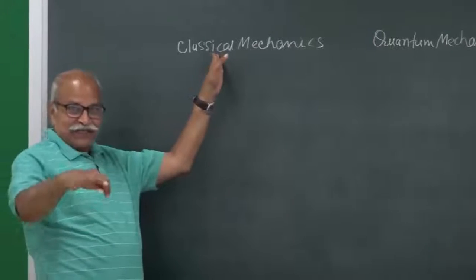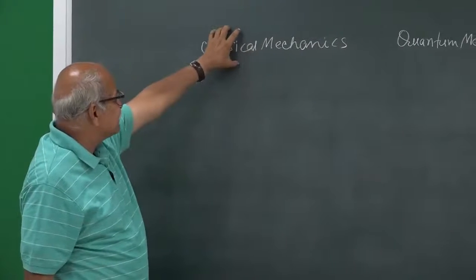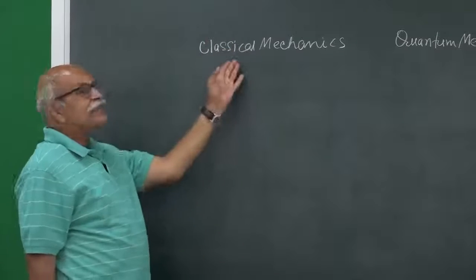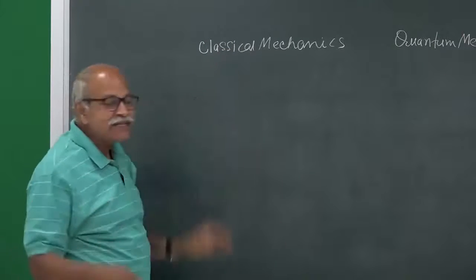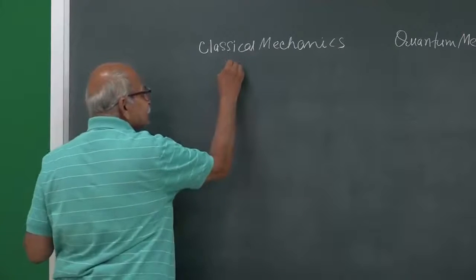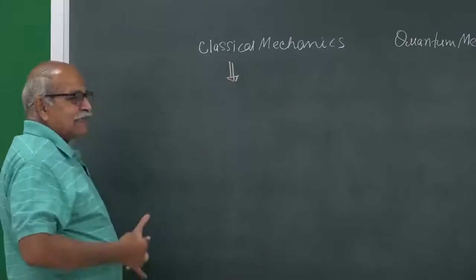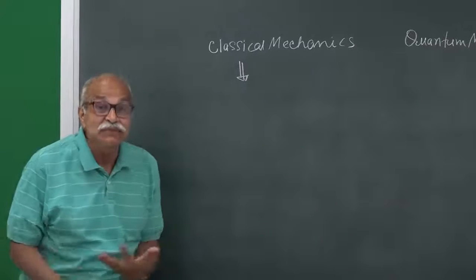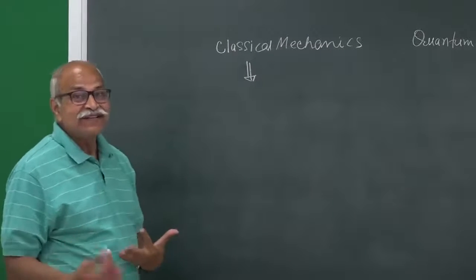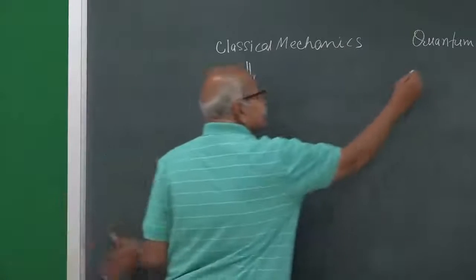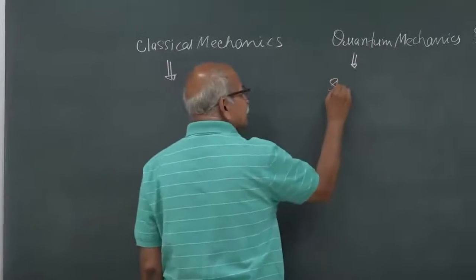Classical mechanics is the one from which we will be doing some of the topics in this course. It talks of particles and systems which are not very small, not at the angstrom or nanometer levels. Quantum mechanics is the branch where we talk of small particles.